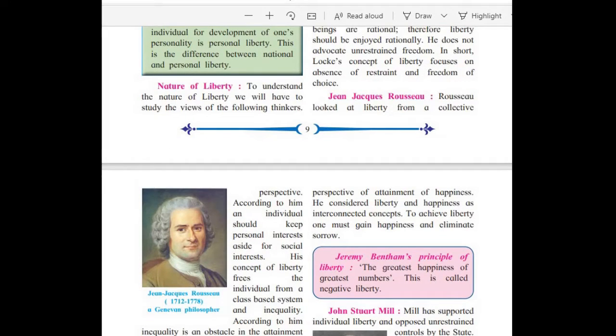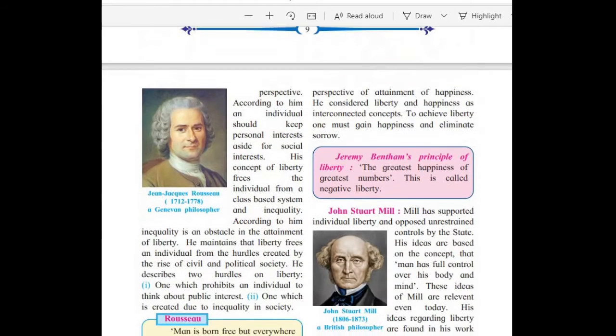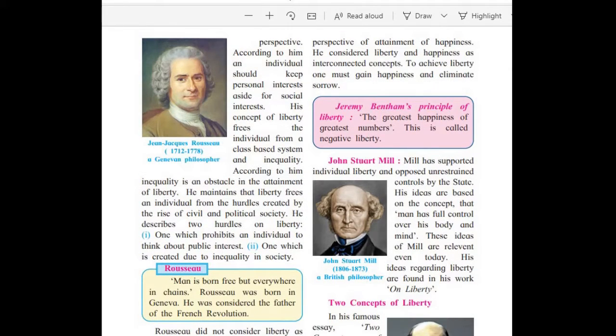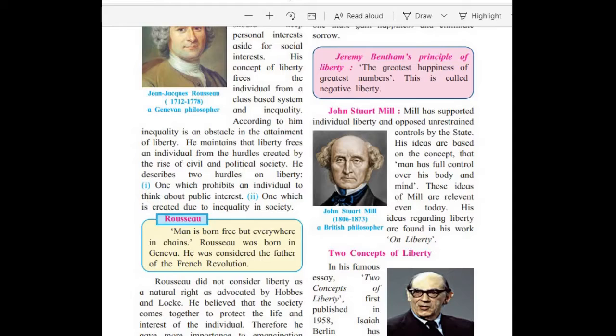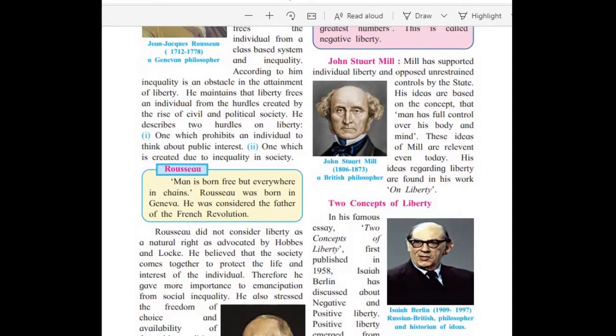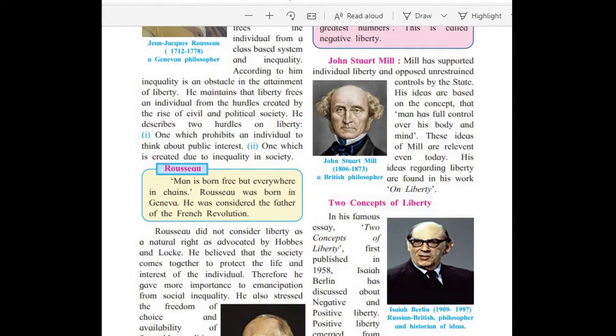Now, Jean-Jacques Rousseau looked at liberty from a collective perspective. According to him, individuals should keep personal interest aside for social interest. His concept of liberty frees the individual from the class-based system and inequality. According to him, inequality is the obstacle in the attainment of liberty. He maintains liberty frees an individual from the hurdles created by the rise of civil and political society.